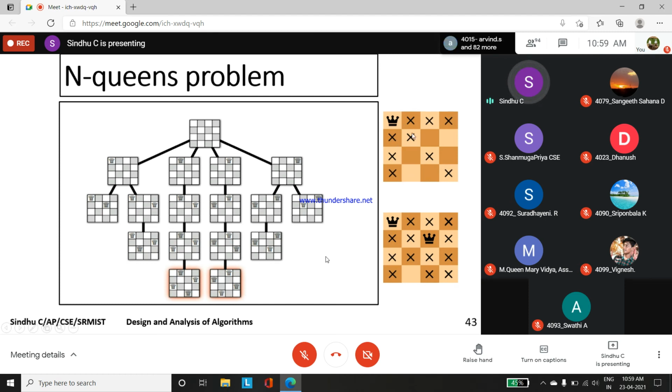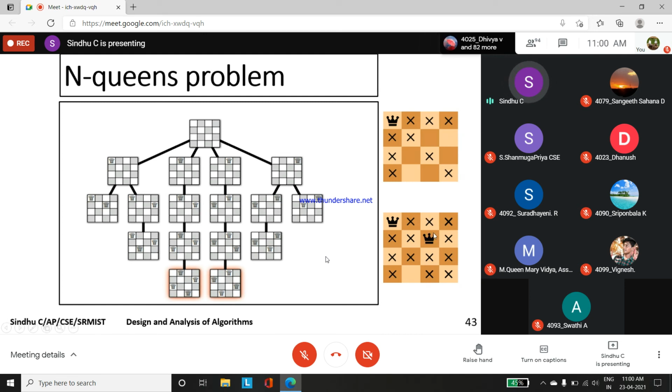So in this case, you have a 4 cross 4 chessboard, and you have to place 4 queens. And it should follow that the queens cannot come in the same column, the same row, or the same diagonal, right? So first you place a queen, then you check what are the other possibilities for placing the second queen. So it can be placed here.